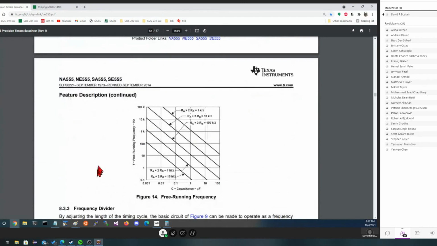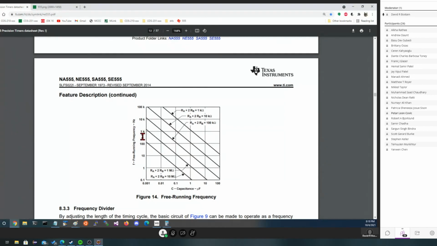Now, we have an equation with 3 unknowns, sometimes 4. What frequency do we want it to oscillate at? What value C should be? What should RA and what should RB be? Here's a chart which will help with this. Here's the frequency you're trying to obtain. Here's the capacitance, and these tend to be the useful capacitance you might use. Then the diagonal lines give you the value of the sum of the charge and the discharge resistors. So it's A plus B plus B. And you can pick a spot.